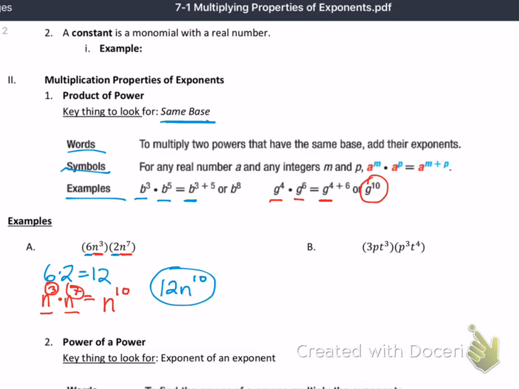Why don't you try example B on your own, and then after you unpause it, I'll show the work here.